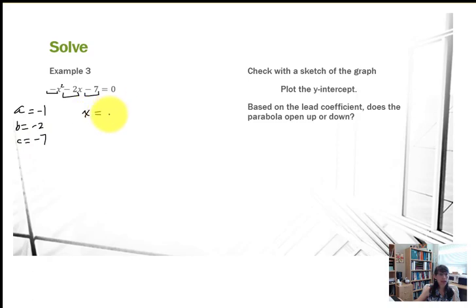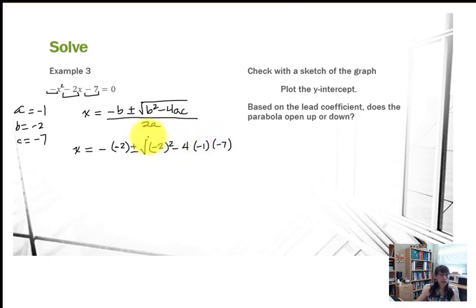With our quadratic formula, x equals minus b plus or minus the square root of b squared minus 4ac, and we'll divide by 2a. Making the substitutions, x is equal to negative times the b value. B, remember, is negative, so that negative needs to be included in the quantity. Plus or minus square root of b squared. Again, we need to have that negative included in the quantity. Minus 4 times a times c. So I substitute negative 1 for a, and negative 7 for c. Division of 2a means 2 times minus 1.